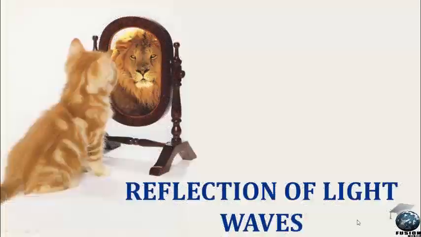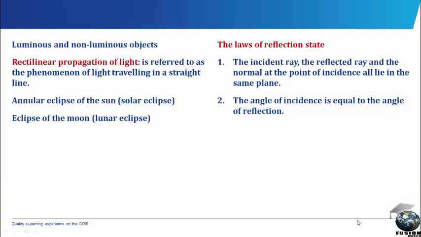Today we are discussing reflection of light waves. We're looking at the little cat looking into the mirror and seeing a lion. In reflection of light waves, you look at a certain reflective object and you see your image back. But before we discuss that, I would like us to discuss objects and the type of objects we have.